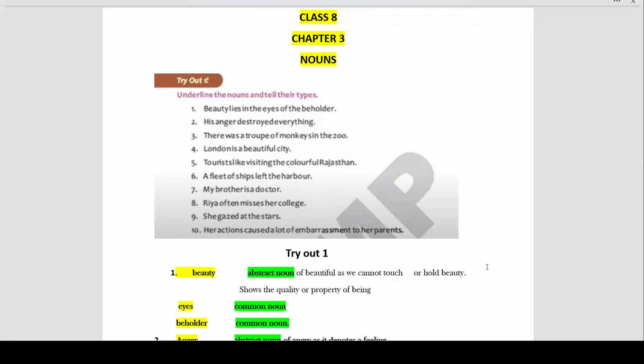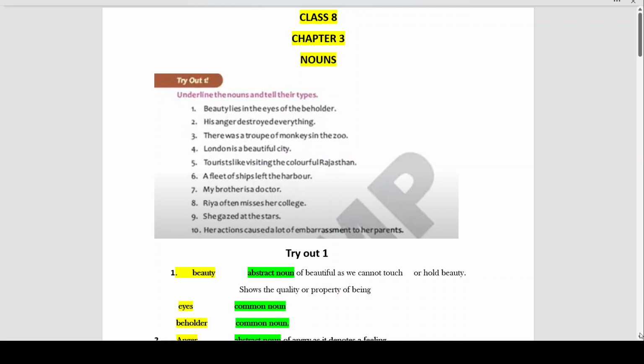Next, eight. Ria often misses her college. Ria and college. Underline these two. Ria is a proper noun. College is a common noun. Because we do not know the name of the college, it is any college. So her college is a common noun. And Ria, we know the name of the person. So Ria is your proper noun. Number nine. She gazed at the stars. Next, stars is your common noun.